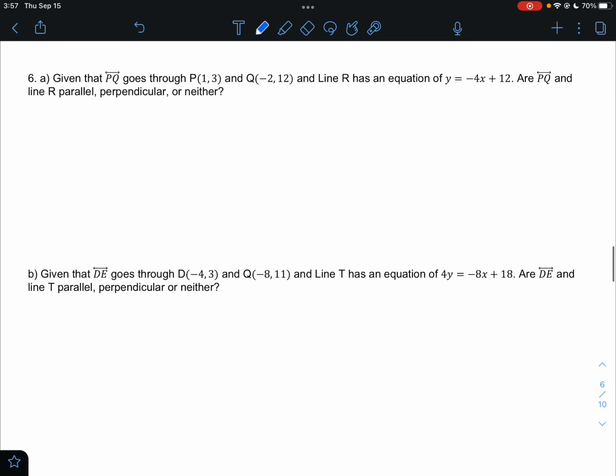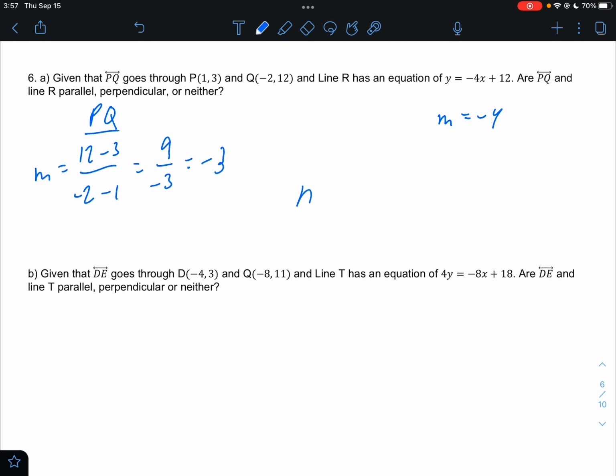Number 6. Given that PQ goes through these 2 points and line R has that equation, are PQ and R parallel, perpendicular, or neither? So let's look at the slopes. The slope of this one is -4. How about the slope of PQ? 12 minus 3 over -2 minus 1. So 12 minus 3 is 9. -2 minus 1 is -3. That would be -3. They're not the same, so they're not parallel, and they're not opposite reciprocals, so they're not perpendicular. So these two are neither.